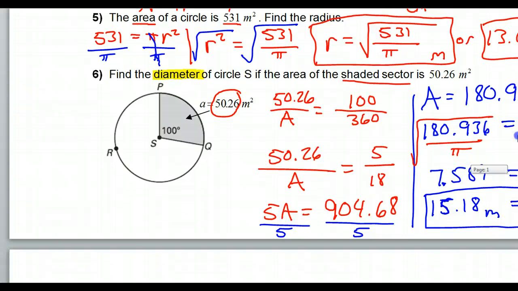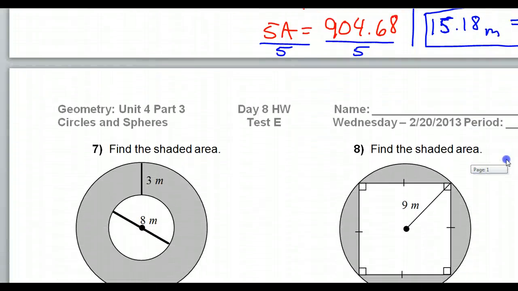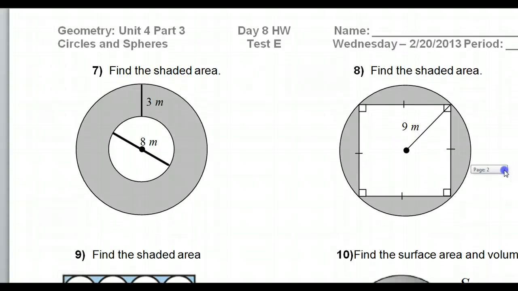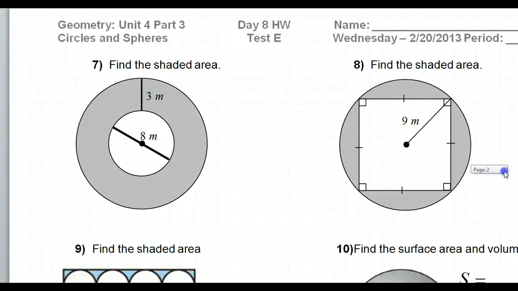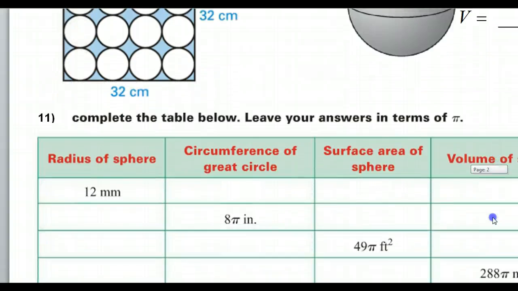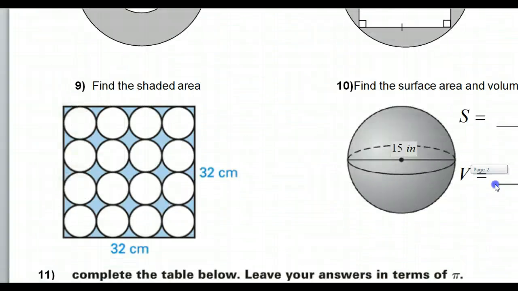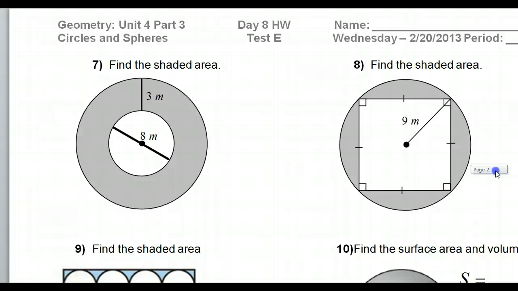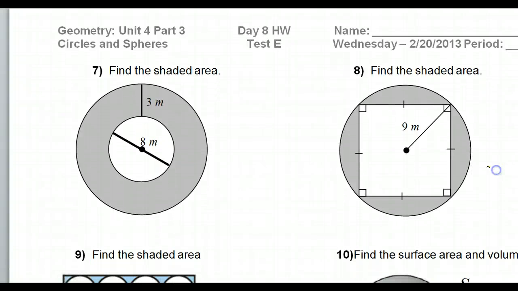Alright, so if you need to see any of those, go back and look at part 1. But this video will cover the rest, number 7 through number 12. Okay, so let's check it out.